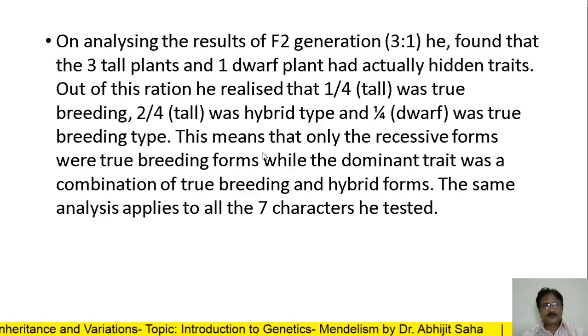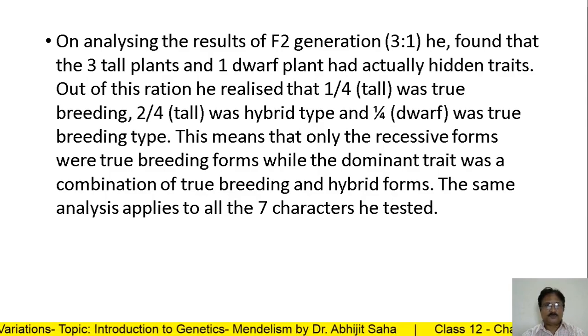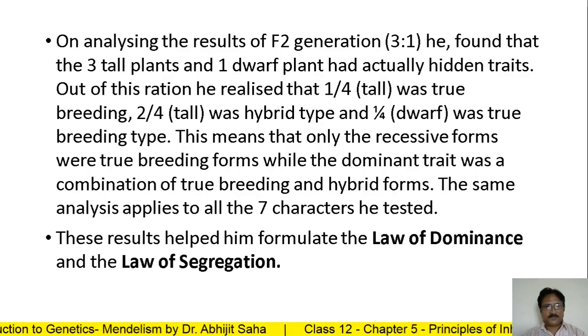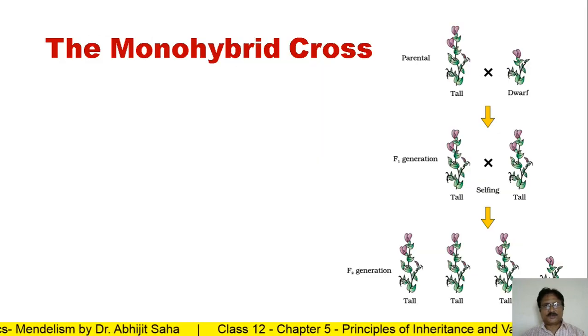Now he could get the genotypic ratio, that is 1:2:1. So 1 and 2 form the 3 of the phenotype, and the last one is always the recessive form. Like this, he could test all the 7 characters and he found the same results. After this, he could formulate 2 laws, that is law of dominance and the law of segregation.